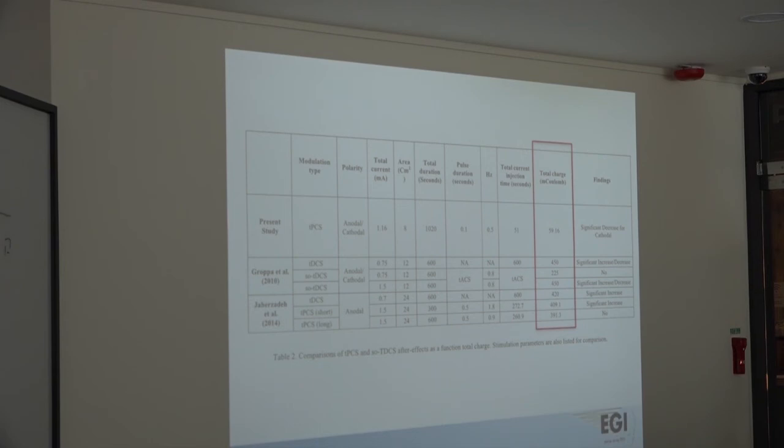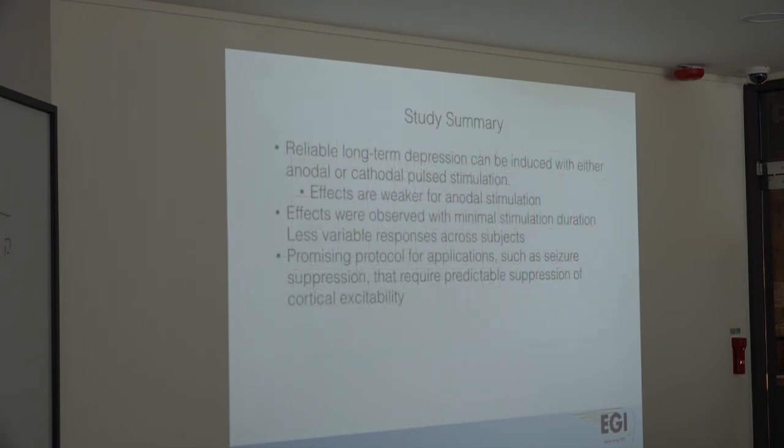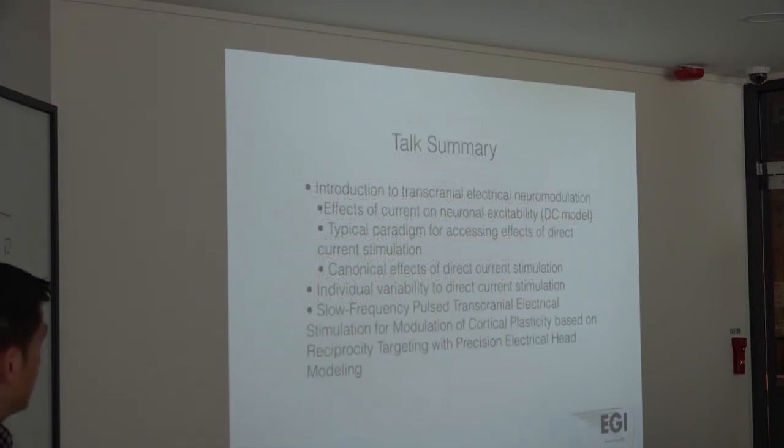Okay, so here's the study summary. We can get reliable long-term depression, and it can be induced with either anode or cathode. The effects are weaker for anodal stimulation, but it's still very consistent, or relatively more consistent compared to previous studies. And we didn't need that much energy. It's a promising protocol for applications such as seizure suppression that require predictable suppression of cortical excitability.